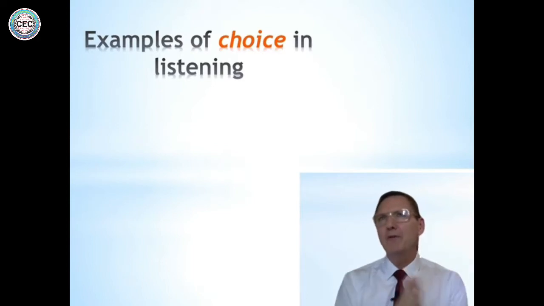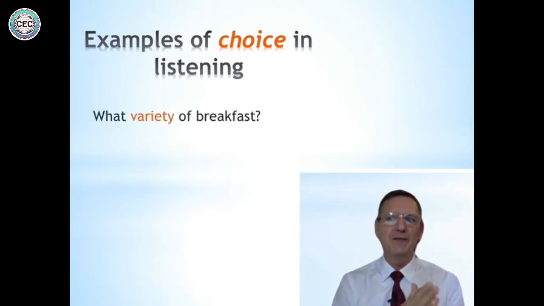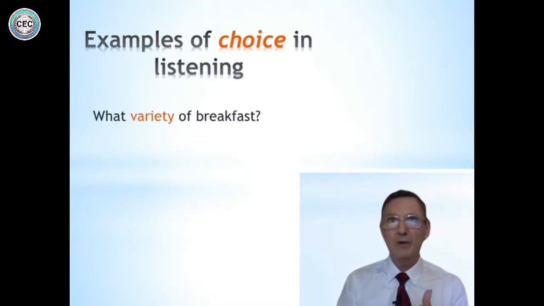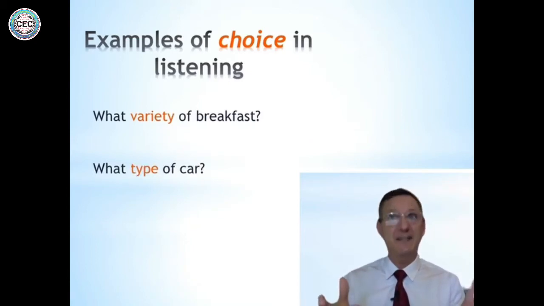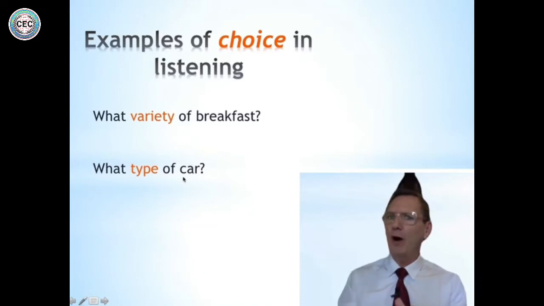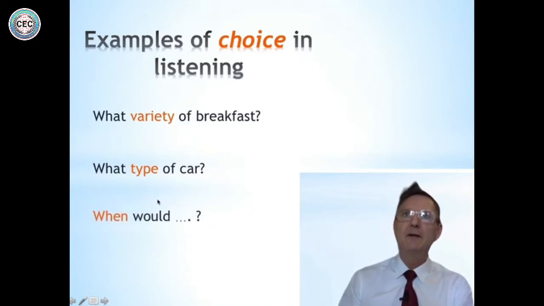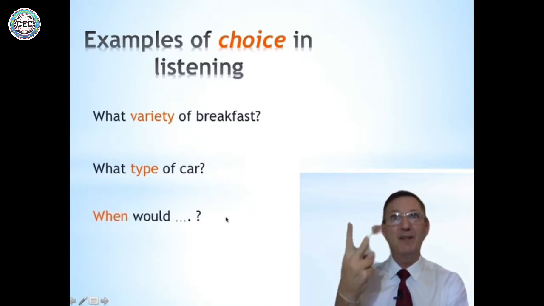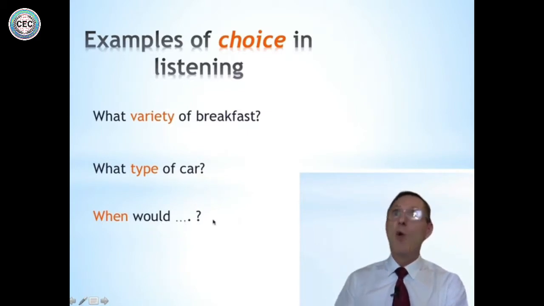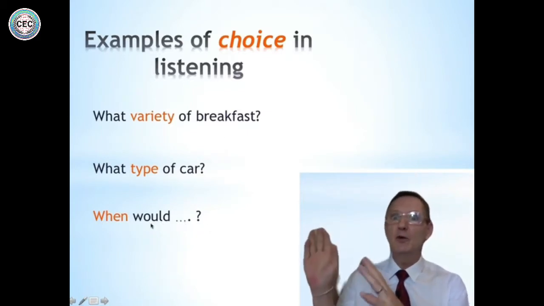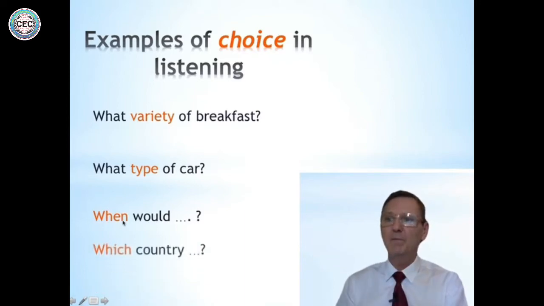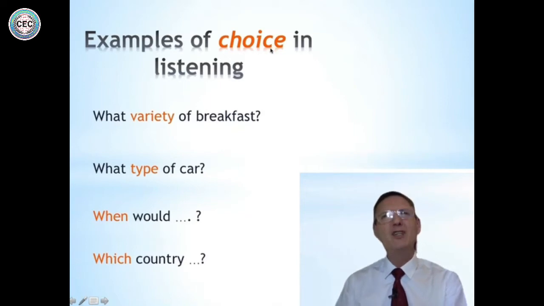What are some examples of choice in listening? One thing they'll ask you is to choose between a variety of things, like breakfast. Or maybe they'll say, what type of car would you like to rent? Type meaning that there'll be 2, 3, or 4 types. When would you like to? When is a choice question. Could be 2 or 3 different times. Or which country?